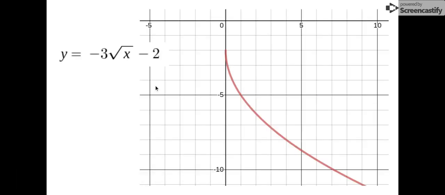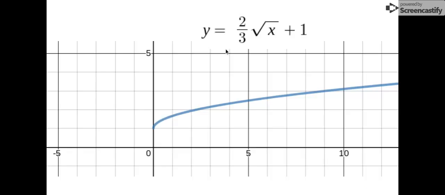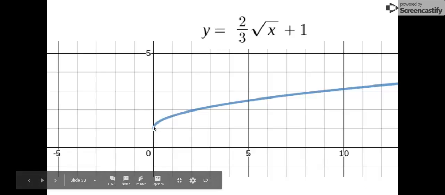Our next function, a square root function, has a -2 at the end. So that means it was shifted down 2. Down because it's negative. So look at where it starts. It starts down here at the -2, whereas the other one started at the +1.